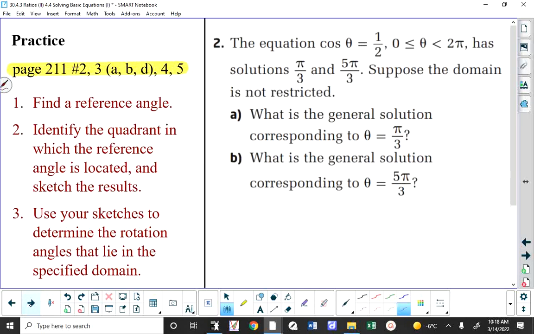So that's it for today. I've got this up here, and I'll just leave this up here. You can take a picture with your phone. You can write it down if you want. You can look at it in the video later. What do you do? You find a reference angle. You use all of your mathematical prowess to determine the reference angle. You've got to have that. You identify the quadrants. That quadrant should be pluralized. You identify the quadrants in which the reference angle is located, and you sketch the results. And then you use your sketches to determine the rotation angles. Again, when you use your calculator to get an angle, that's not theta. That's theta reference. You still have a bit of legwork to do.